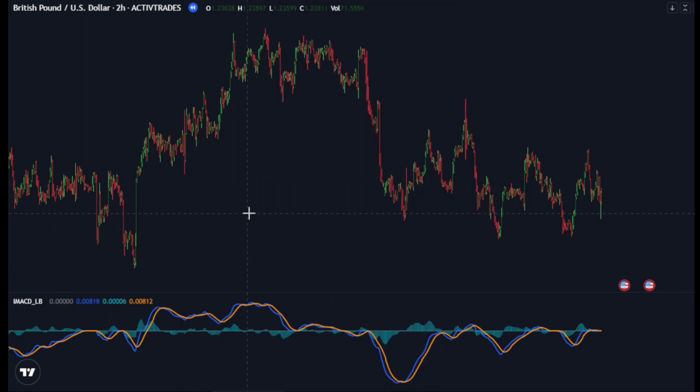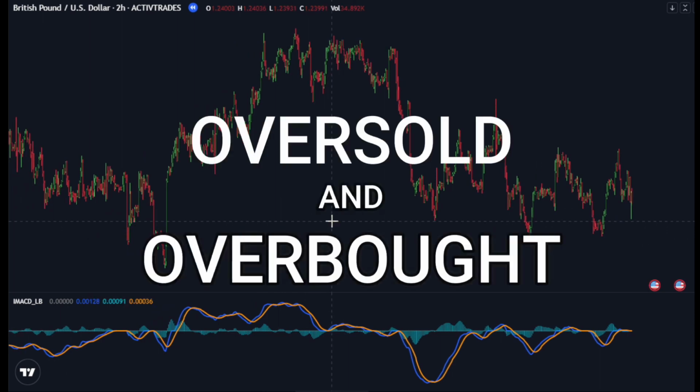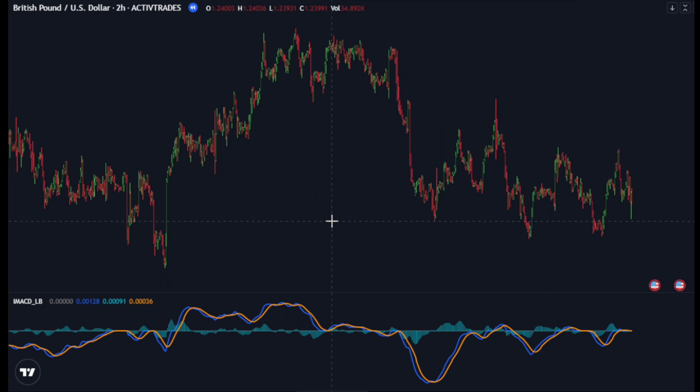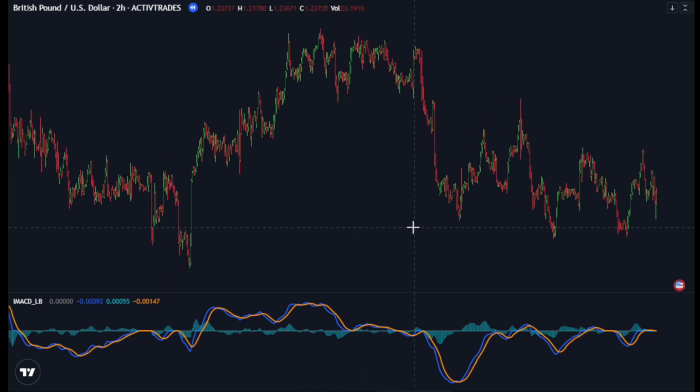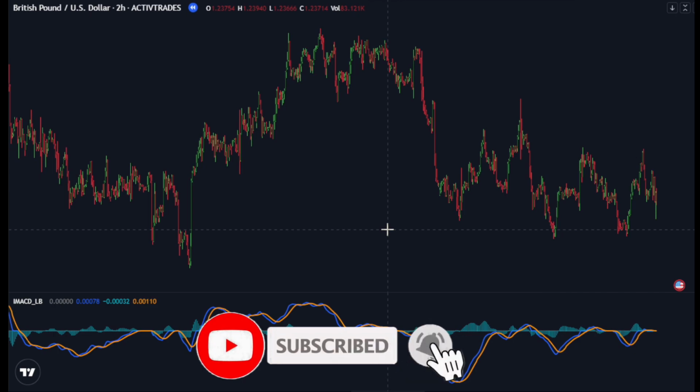Now we are going to explain what strategies we can apply with the Impulse MACD. The first strategy we are going to look at is called overbought and oversold levels. As its name indicates, we are going to detect areas where the MACD is overbought and oversold. It must be emphasized that these levels are not fixed and we have to be adapting levels from time to time. So we are going to explain how this strategy works.